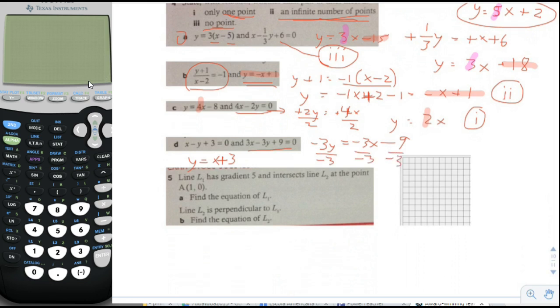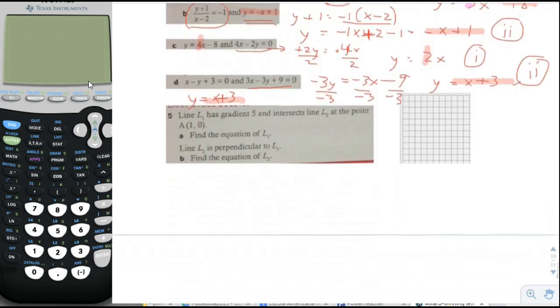And then we'll have y equals x plus 3. So we have y equals x plus 3 here. We have y equals x plus 3 here. It's the same line, so that means they meet at an infinite number of points for this one too. Okay, last one for the problem set.